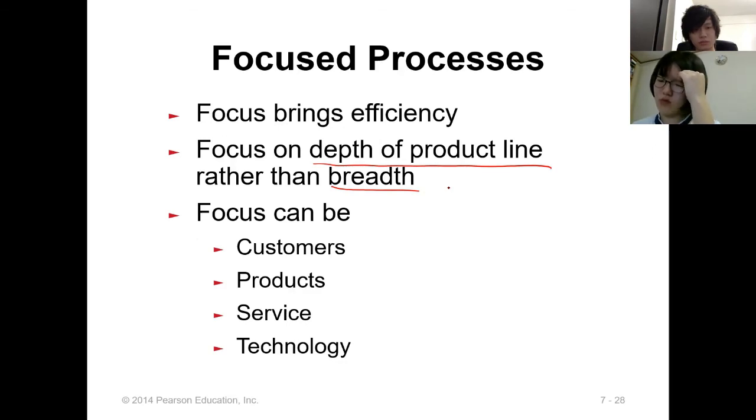Okay, an example of focus on service: have you seen a children's hospital? A hospital only for children. In Malaysia there is one, in the UK there is. So that means this hospital focuses on children.